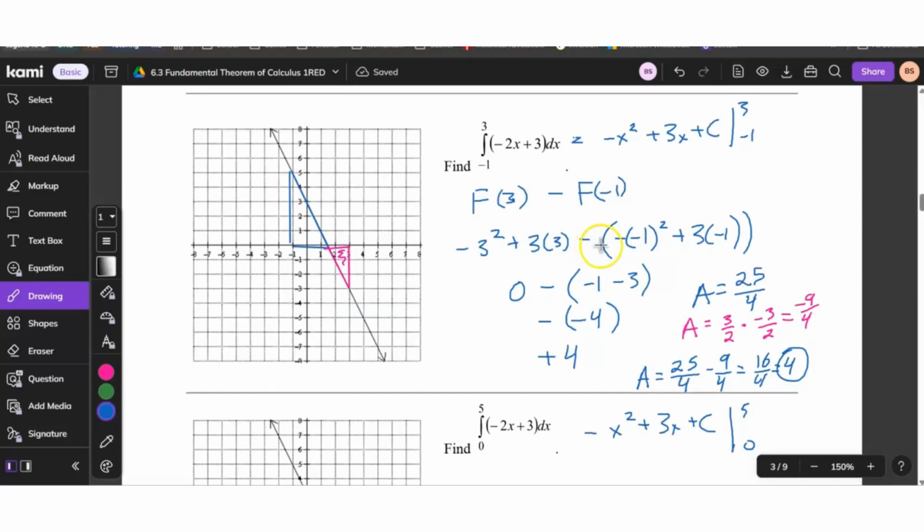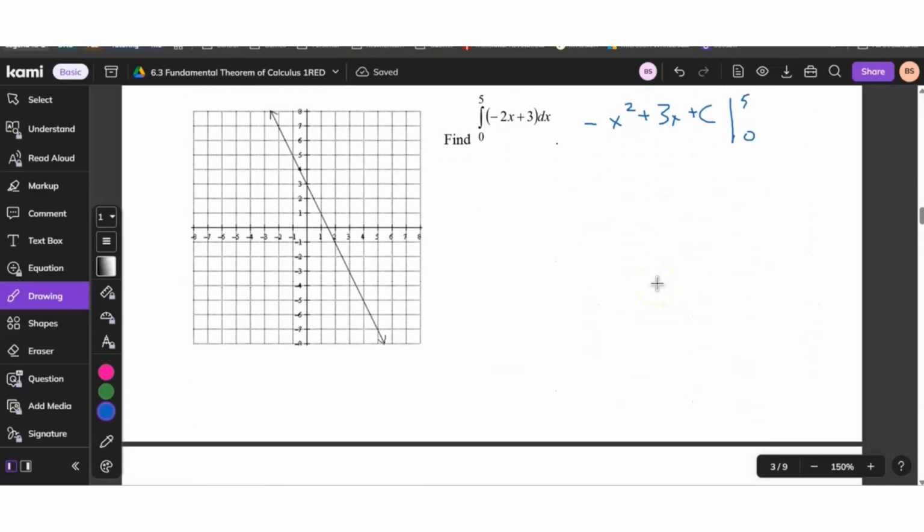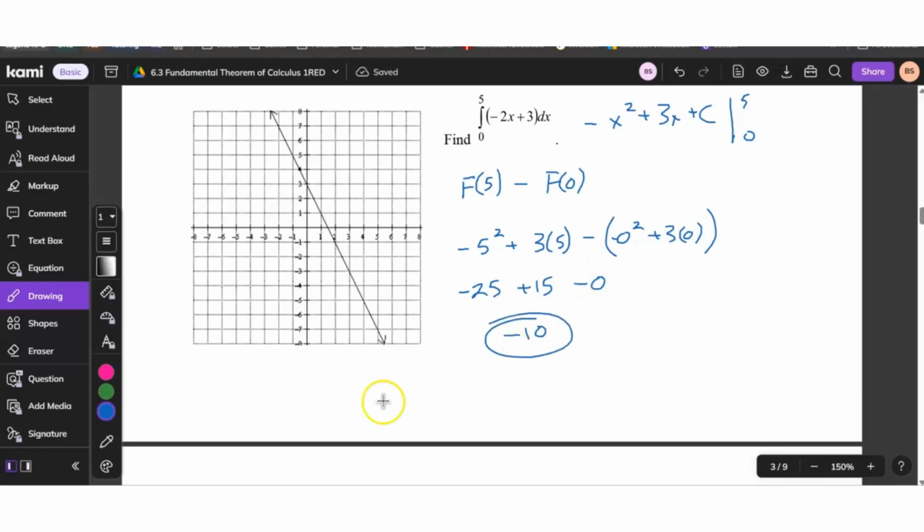All right, so we crashed, so I turned off the camera to see if it's better. On the last one here, we're going to go from 5 to 0. You guys are all trying it, so I'm just going to do it. F of 5 minus f of 0. So I'm going to get negative 5 squared plus 3 times 5 minus negative 0 squared plus 3 times 0. Negative 25 plus 15 minus 0. Negative 10.